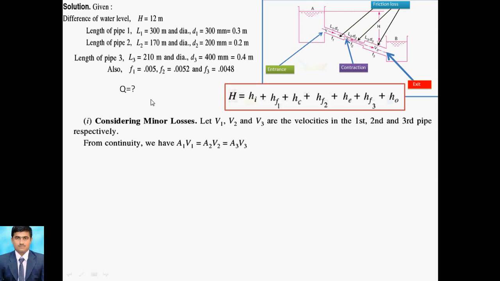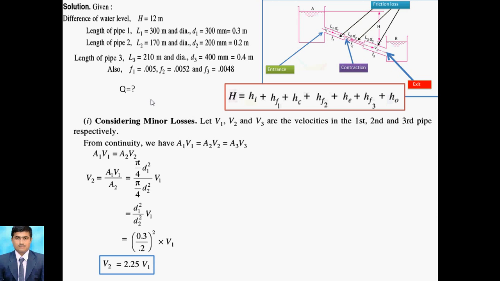First of all, we consider the continuity equation A1 V1 = A2 V2. After computing this, V2 = A1 V1 divided by A2. Then we put in the values, so V2 = D1 square by D2 square into V1. We already know the values of D1 and D2: 0.3 for D1 and 0.2 for D2. After putting in these values, we get V2 = 2.25 V1. So this is the velocity V2 in terms of V1.